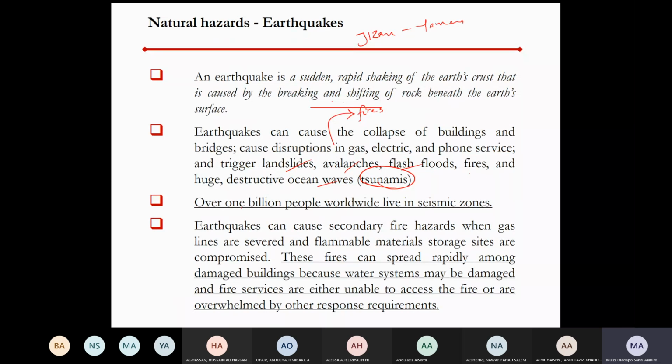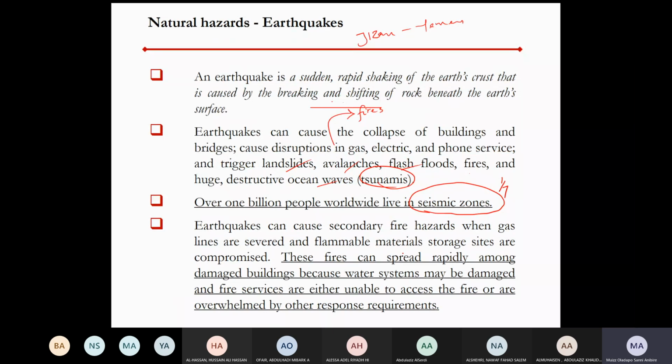Currently in the world, over 1 billion people live in seismic zones. Seismic zones means areas that are prone to earthquakes. That means 1 in every 7 people or 1 in every 8 people in the world are living in a place where a potential earthquake could happen.